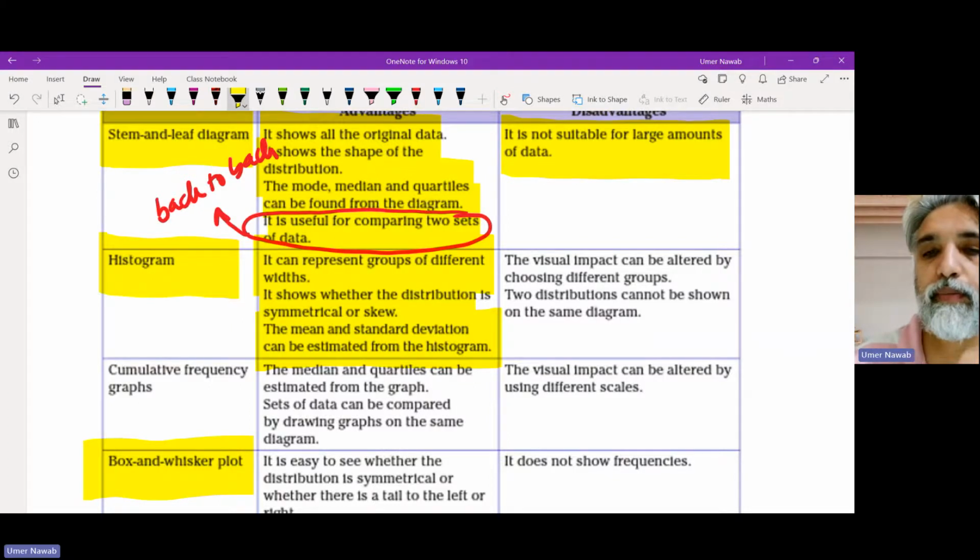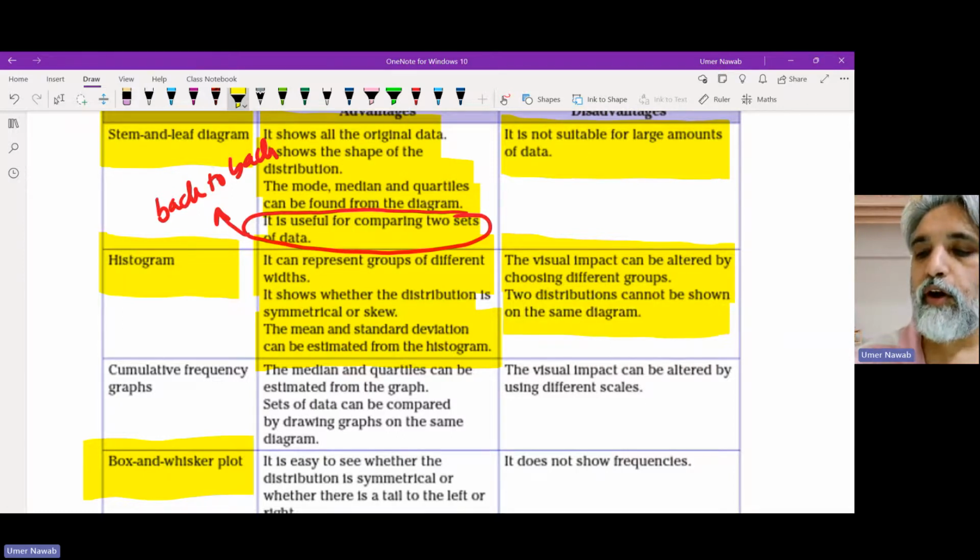What are the problems we face in a histogram? The visual impact can be altered by choosing different groups. As you remember, guys, the modal class was also affected if we chose different groups. So changing the groups will change the shape of the distribution. That's why the histogram is not an ideal thing when we use different groups.